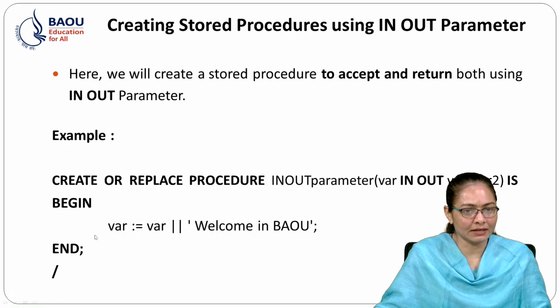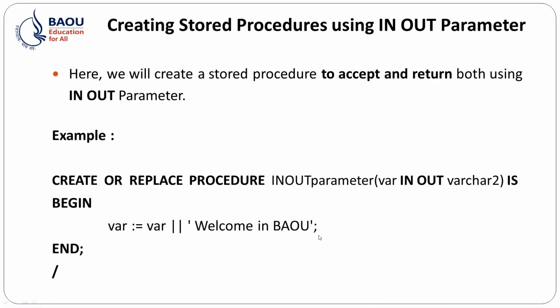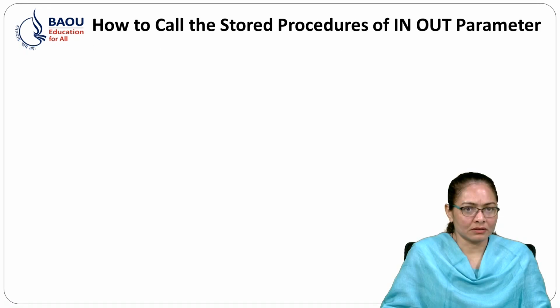In BEGIN or END, where is equal to where and then pipeline 'welcome in BAU'. Here, the where variable is accepting a value as well as returning the value. So when we call the procedure in_out, we pass the value in a variable which is displayed here, and it will combine with the 'welcome in BAU' and then return to the calling function.